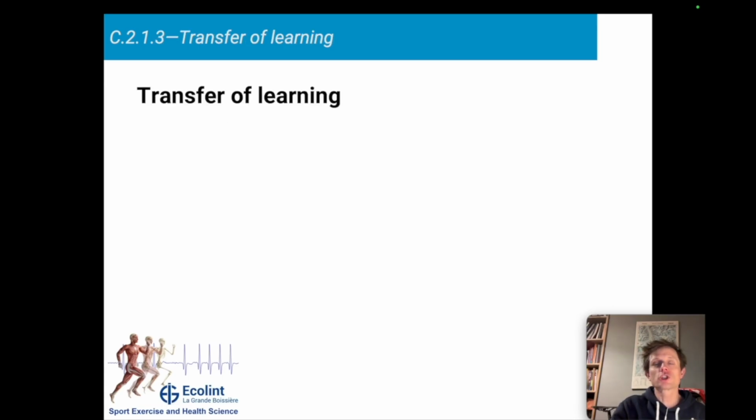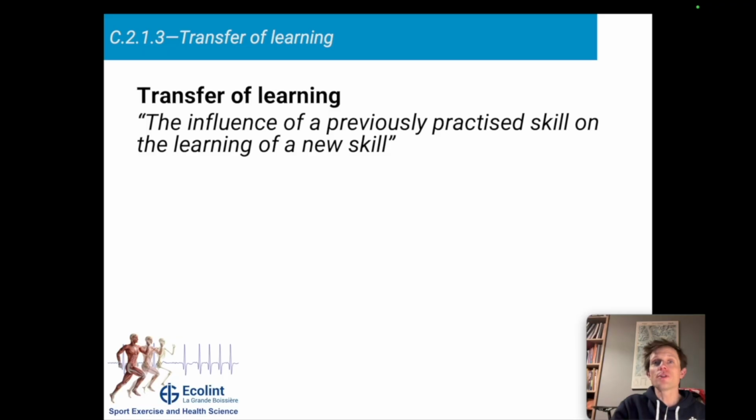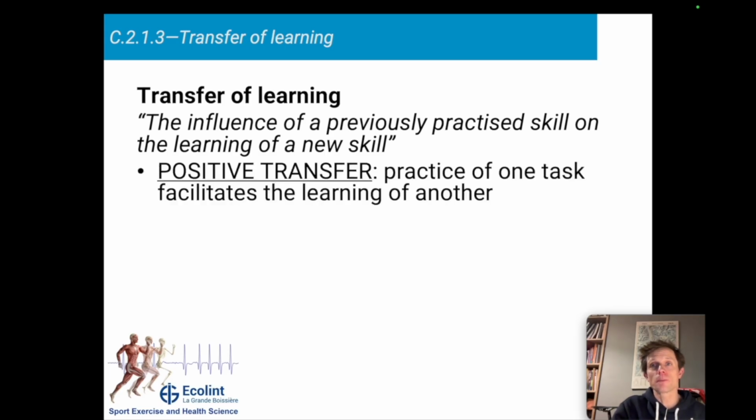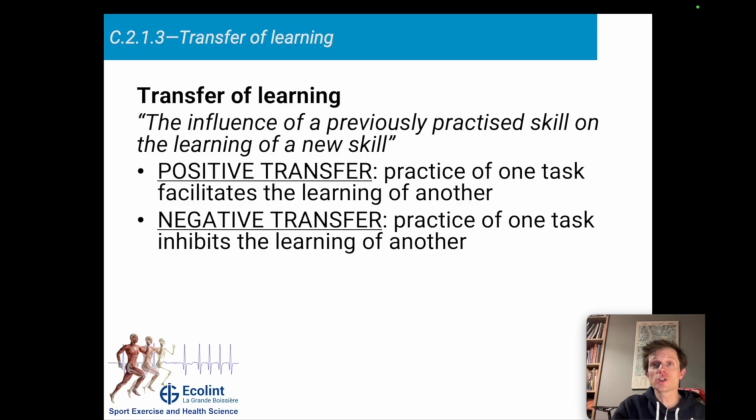Next up, let's talk about transfer of learning. Clearly, when we acquire one particular skill, we might acquire certain elements of that skill that are transferable to other skills. We can think about how the skills that we learned previously might impact the learning of a new skill. For example, we might see positive transfer. This is where the practice of one task facilitates the learning of another. We might also see negative transfer, and this is where the previous learning of one skill might negatively impact or reduce the speed at which we acquire a new skill.